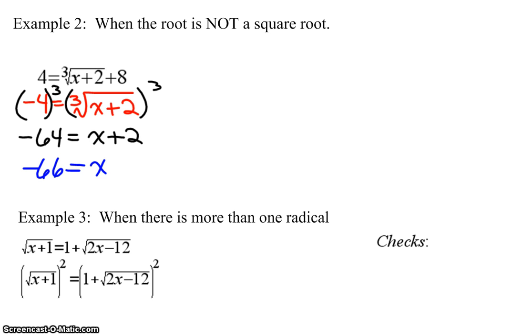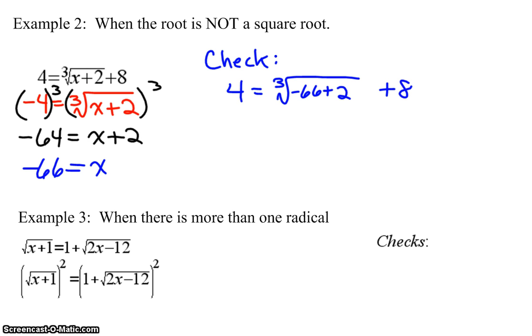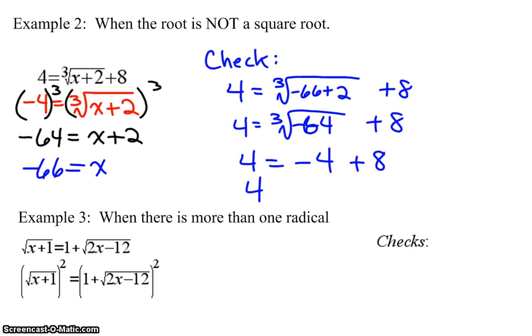Again, I want to check it. So I go to my check. I substitute in negative 66. Negative 4 equals the cube root of negative 66 plus 2, plus 8. So the cube root of negative 64 plus 8 should be 4. The cube root of negative 64 is negative 4 because the cube root of a negative number is negative. Negative 4 plus 8 is 4. My problem did check, so x does equal negative 66.